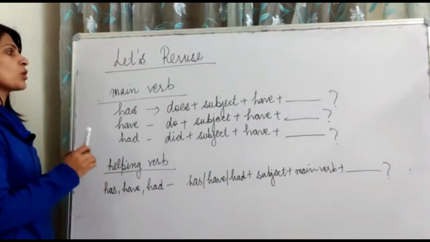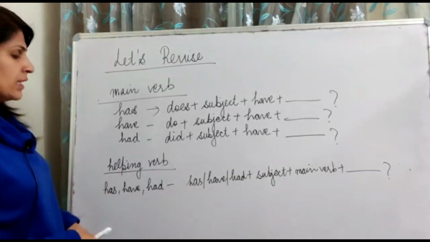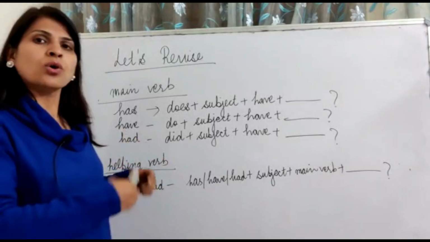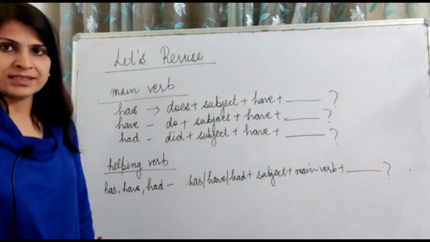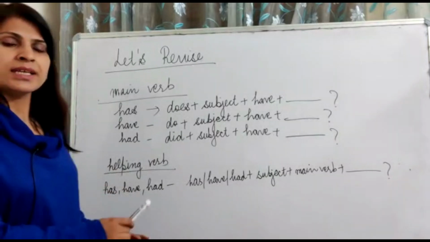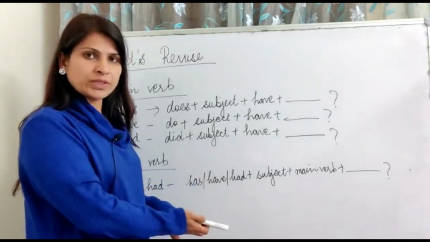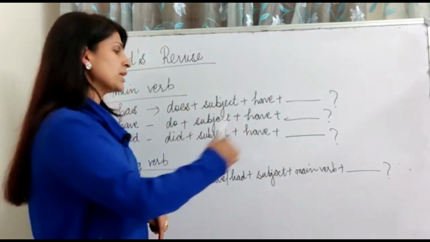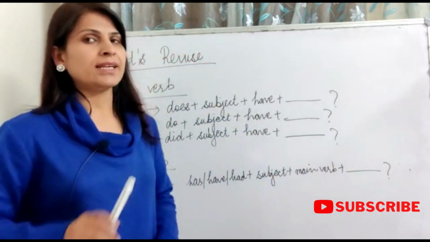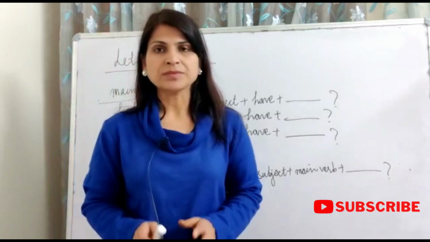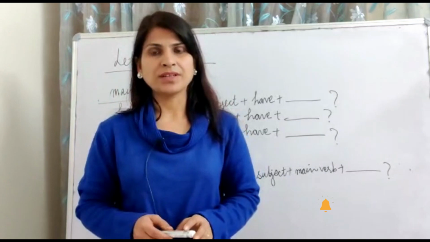When has, have or had are used as the helping verbs in the sentence, then either we have has in the sentence, or we have have in the sentence, or we have had in the sentence. Whichever the verb is given in the declarative sentence, we use that verb only in the beginning of the question. Then we should have the subject, then the main verb, and then the remaining part of the sentence, and then the question mark.